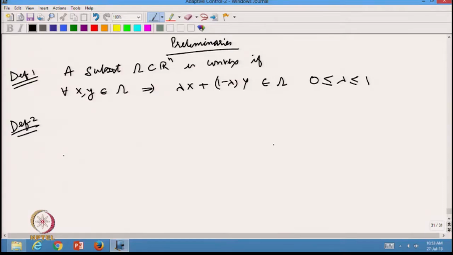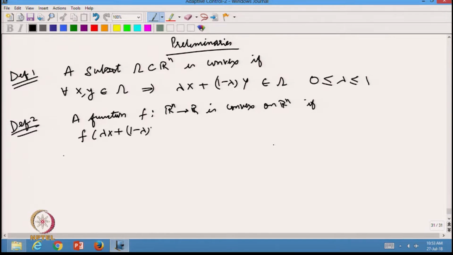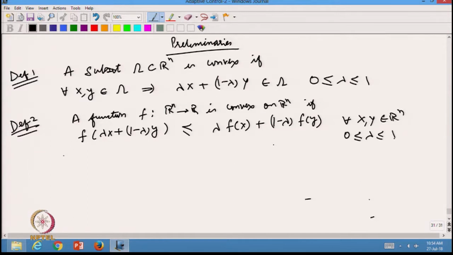Definition 2. A function f from R n to R is convex on R n if f of lambda x plus 1 minus lambda y is less than equal to lambda of f of x plus 1 minus lambda of f of y for all x, y in R n. Again, lambda is between 0 and 1.